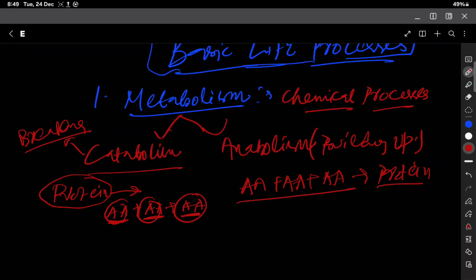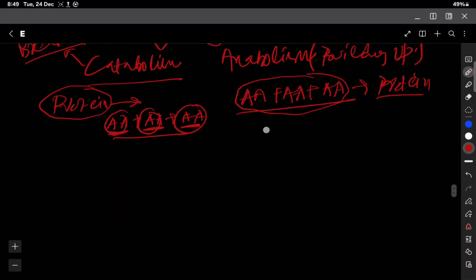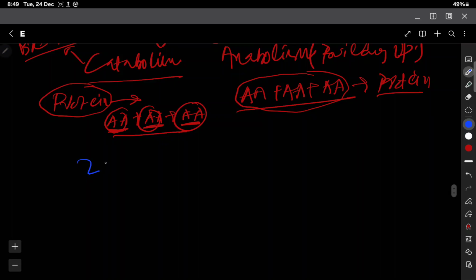So catabolism means breaking down of the complex chemical substance into the smaller ones. These are the smaller units. Whereas anabolism means building up. Different small monomeric units combine together and form a large unit, which is protein. Okay, that is catabolism and anabolism. So metabolism is a basic life process. The second basic life process is responsiveness.